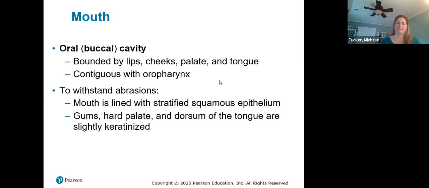The mouth has largely a protective function. So the mouth is lined with stratified squamous epithelium, and parts of its boundaries, like the gums and the hard palate, are slightly keratinized. Not quite like your keratinized skin, but they do have some keratin to toughen them.